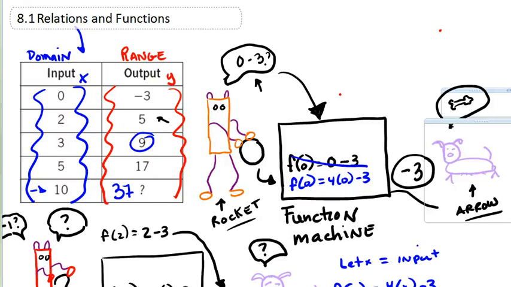This video is on 8.1 Relations and Functions, Part 2. So far, we've learned about what a relation is. It's a pairing of numbers in one set, or the domain, or set of possible inputs, with the numbers in another set, the range, or possible outputs. So here's an example of that. We have the relation of this domain of inputs to this range of outputs, and we call that a relation.